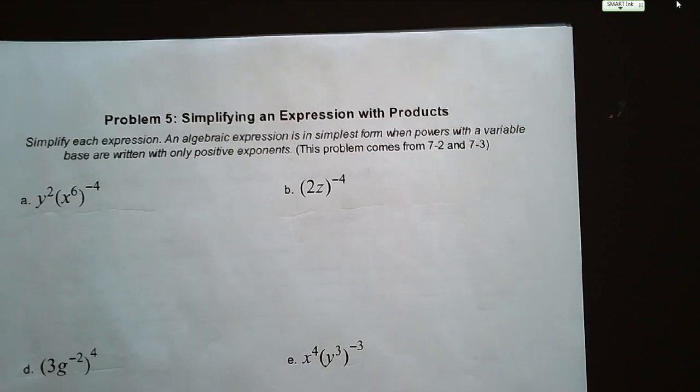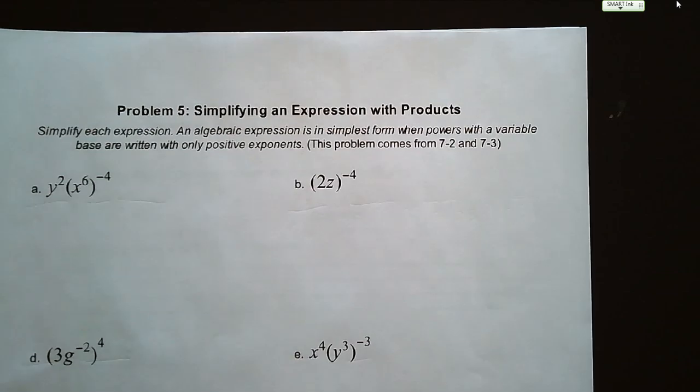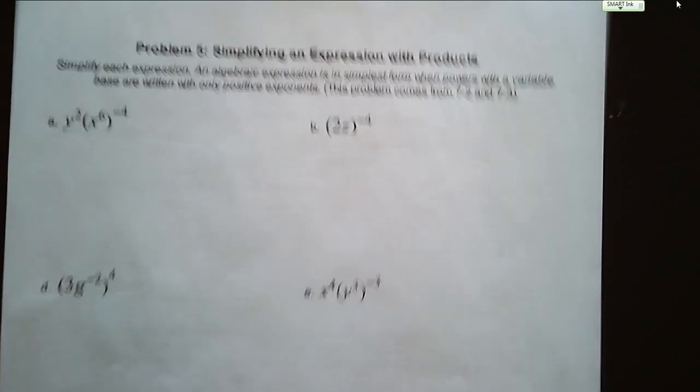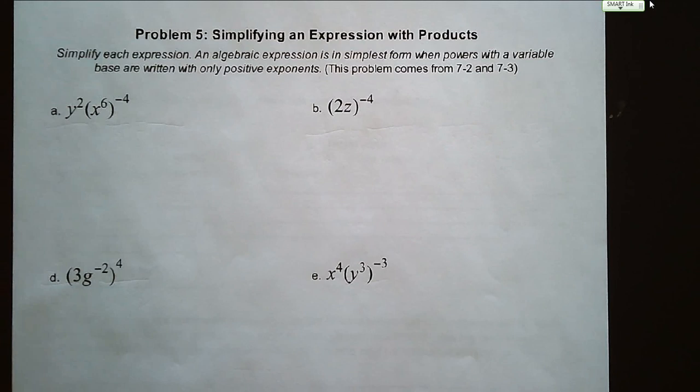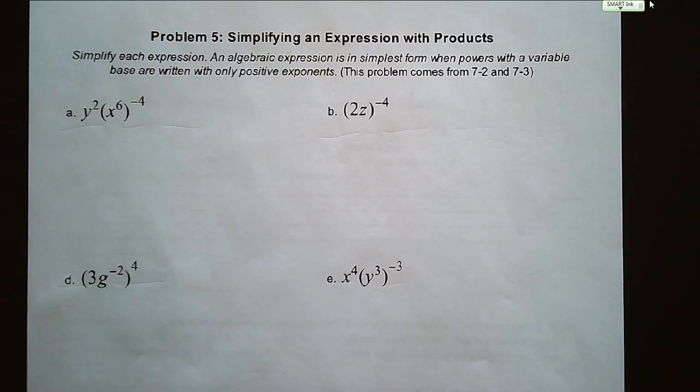All right. Last section for the notes for today is actually problem 5. I wrote it as problem 5, but this really comes out of 7.2 and 7.3. It is simplifying an expression with products that involve negative numbers. So we are using our power rule and product rule again that we learned yesterday, and we are simplifying.